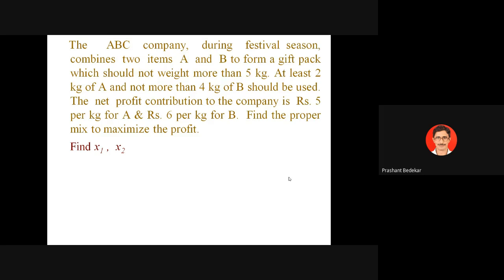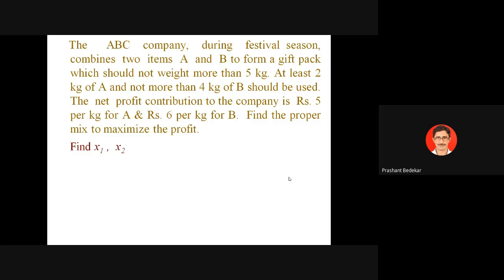See, there are 2 items to be used, item A and item B. So I'll first of all think of my design variables. What I have to do? I have to find out the proper mix. Proper mix means I have to find out how much kg of item A I should take and how much kg of item B I should take. So I am taking x1 kg of item A and x2 kg of item B. So what I have to do? I have to find out x1, x2. I have got my design variables.